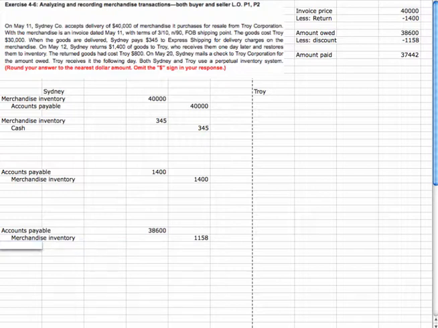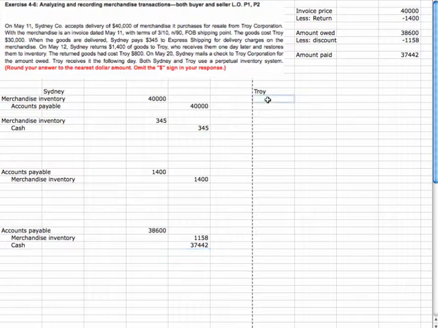Then we have to show how much cash we paid. So we're going to reduce our cash account by $37,442. So those are the journal entries that Sydney would have to make for this transaction. Let's take a look at what Troy would have to do.